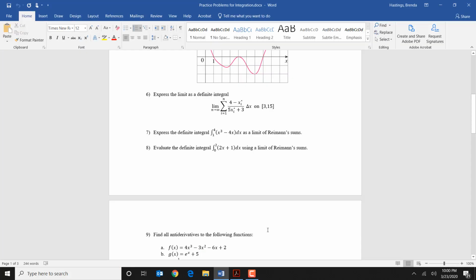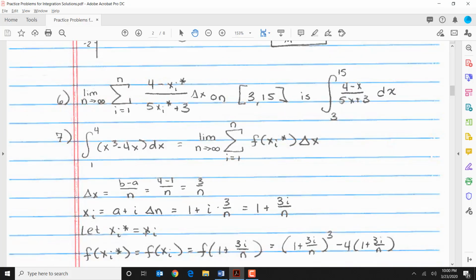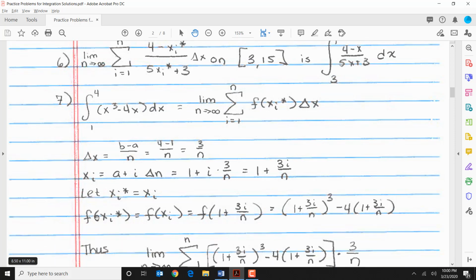Now, typically, like we said, to make these Riemann sums a little bit easier, we want to use the right endpoint. So if we're going to use the right endpoint, then our xi star is just going to be xi. Well, our xi we just found right here is 1 plus 3i over n. So my function evaluated at xi star, which is xi, is my function evaluated at 1 plus 3i over n, which is (1 plus 3i over n) cubed minus 4 times (1 plus 3i over n).